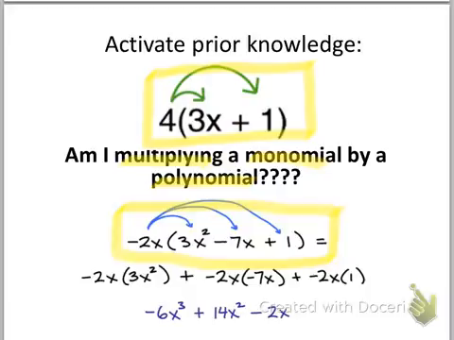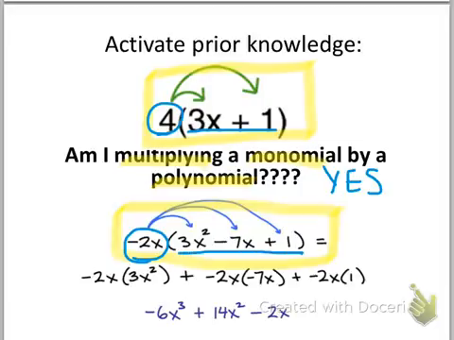The answer is yes. In both of these circumstances, we have a monomial multiplied by a polynomial, in this case a binomial. We have a monomial multiplied by a polynomial, in this case a trinomial. So you actually are really familiar with how to do this. It's essentially the distributive property.